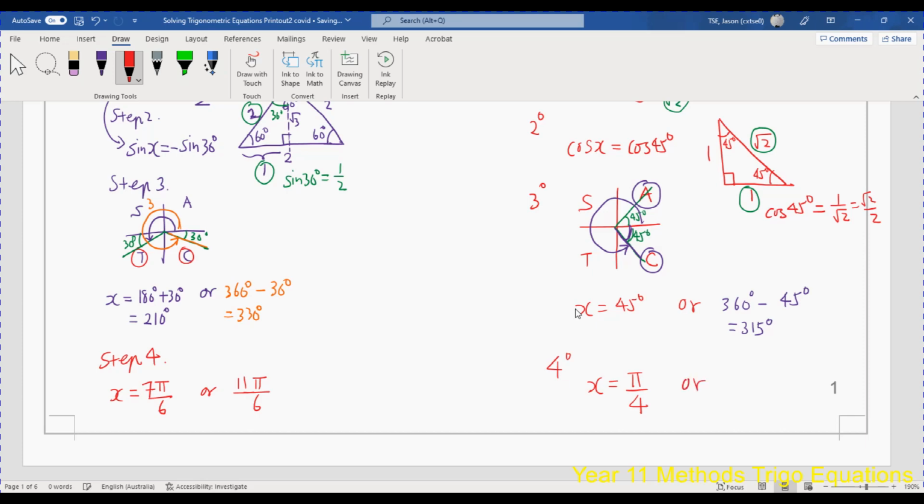How about the other one? 315 degree. So that one should be 7 times of 45 degree. And 45 degrees is pi over 4. So that one's 7 pi over 4, 7 times of pi over 4. So it's done.